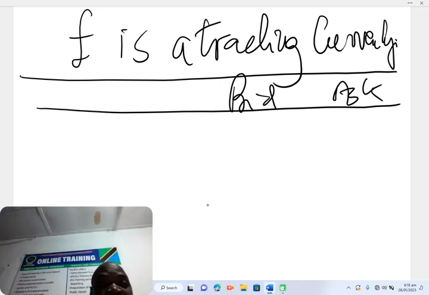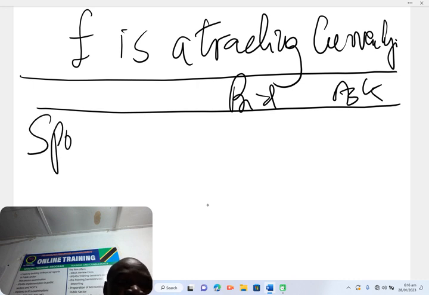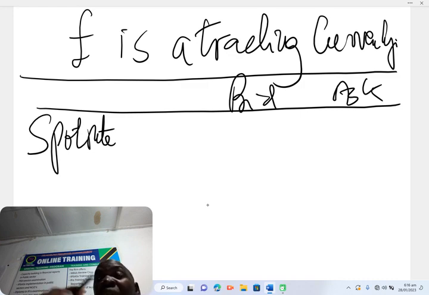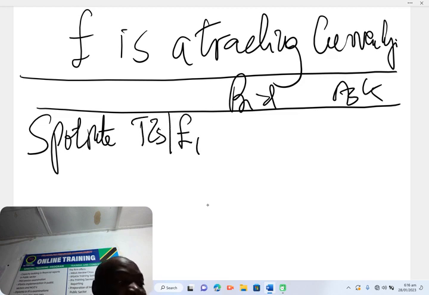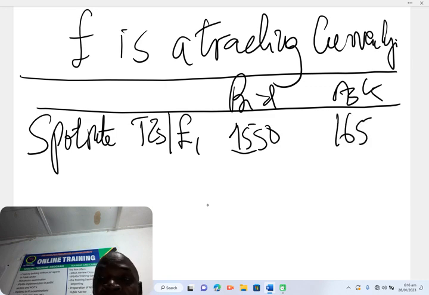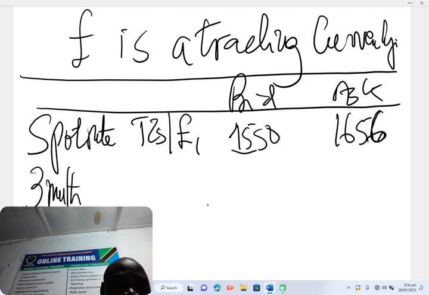So spot rate, you write here. Spot rate, it is now, you are now looking at it a closer bit. It is Tanzanian shillings stroke pound 1. What is the bid? It is 150 against 1656. Do you see there? Now what is a 3 months forward?